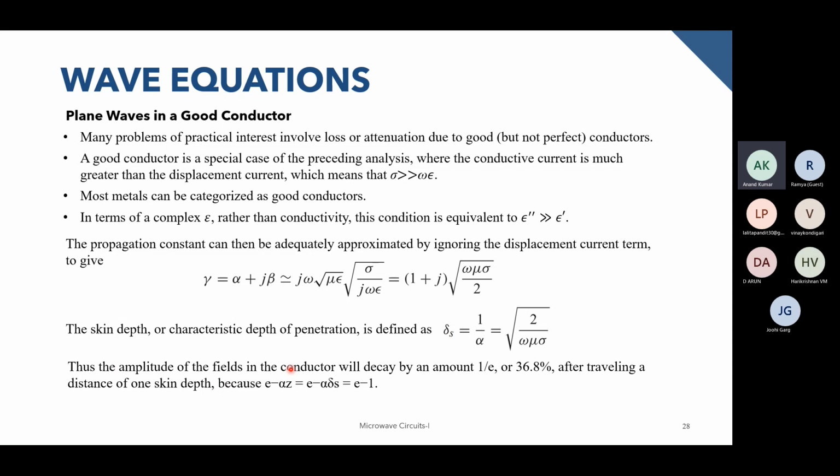The skin depth means that the amplitude of the fields, as they move from outside into the conductor, will decay, and the skin depth is calculated where this amplitude becomes 1 by e times, or 36.8% of the original magnitude on the surface.